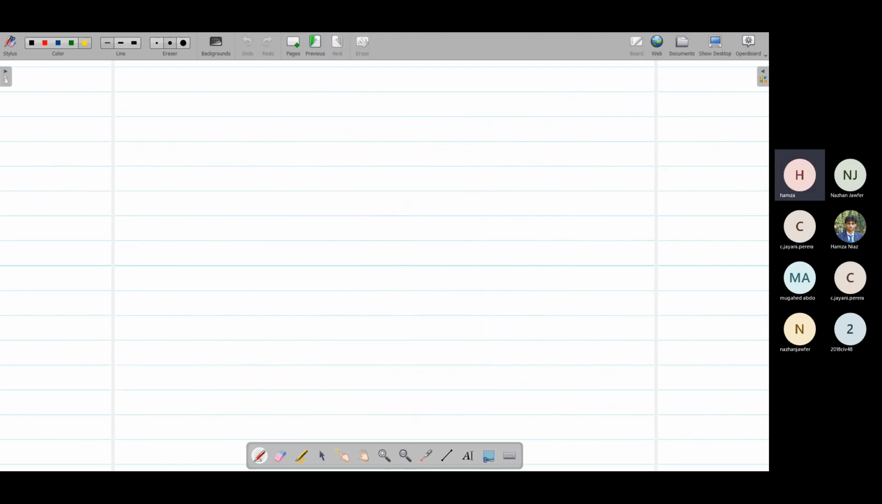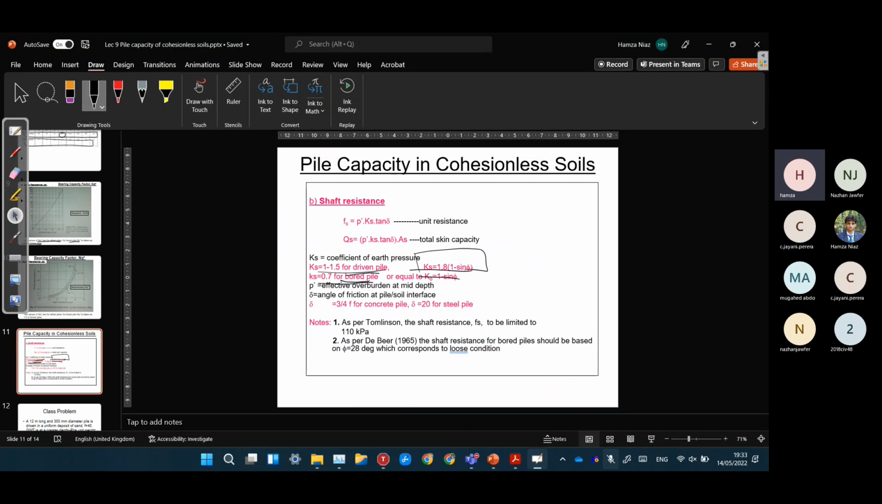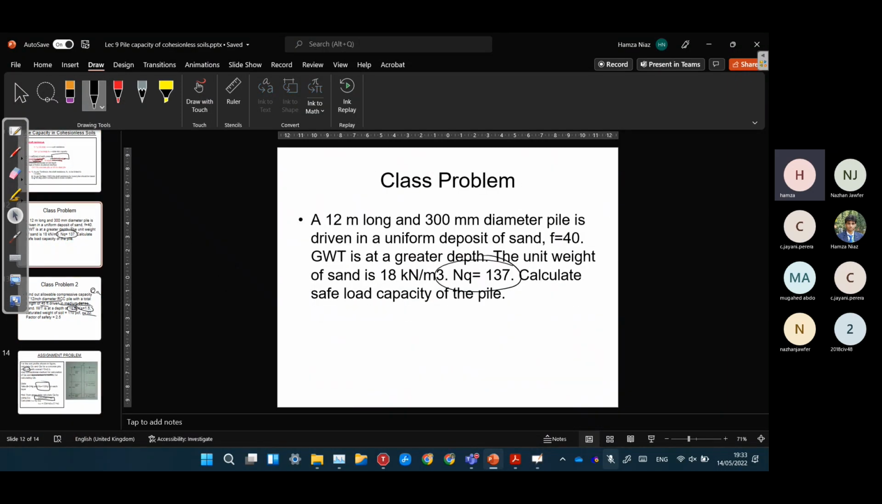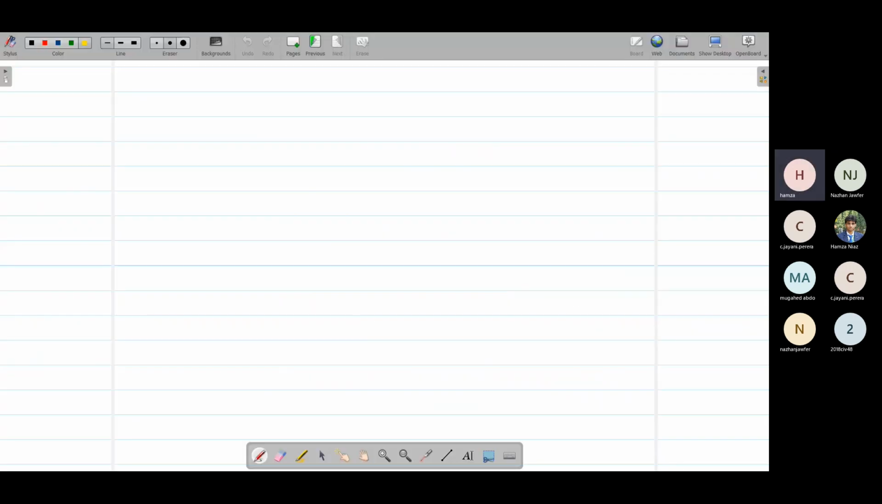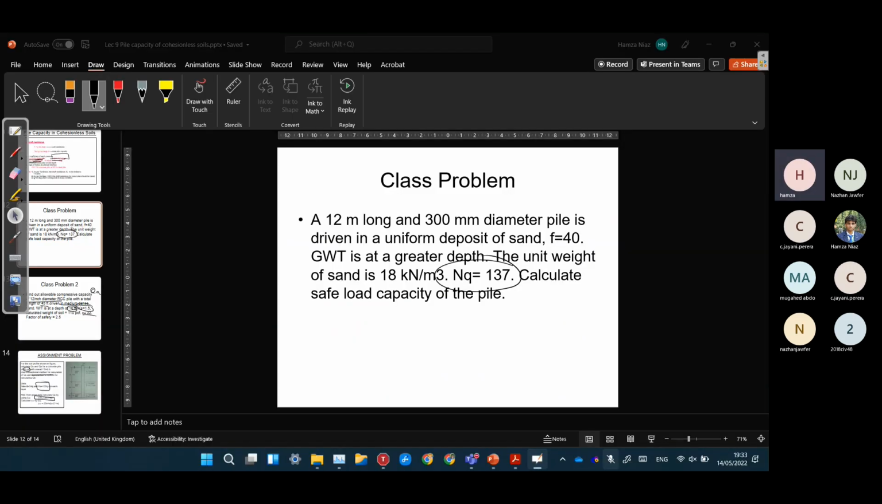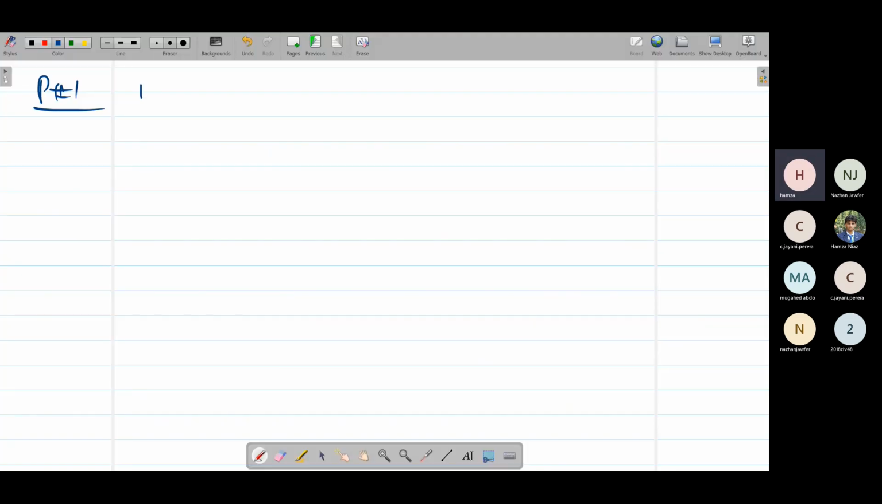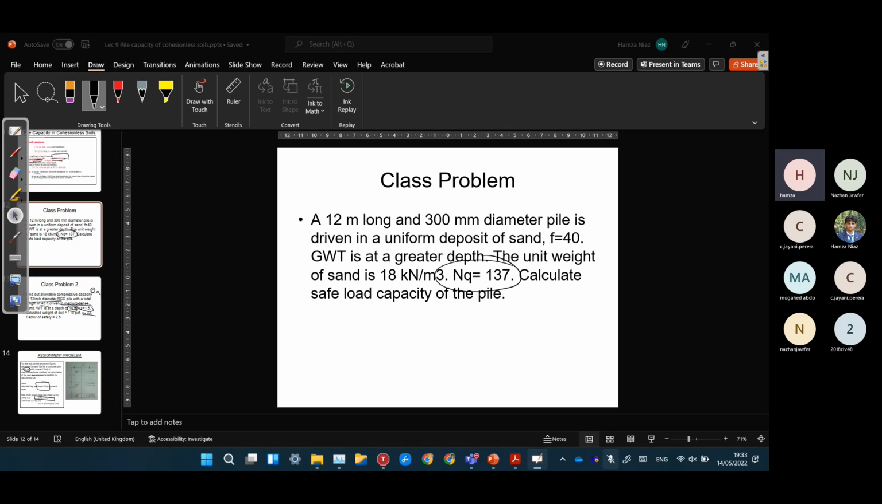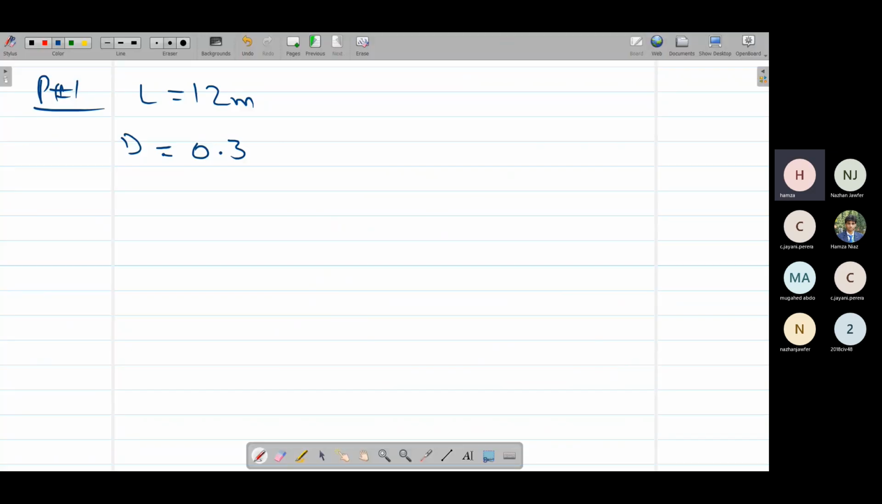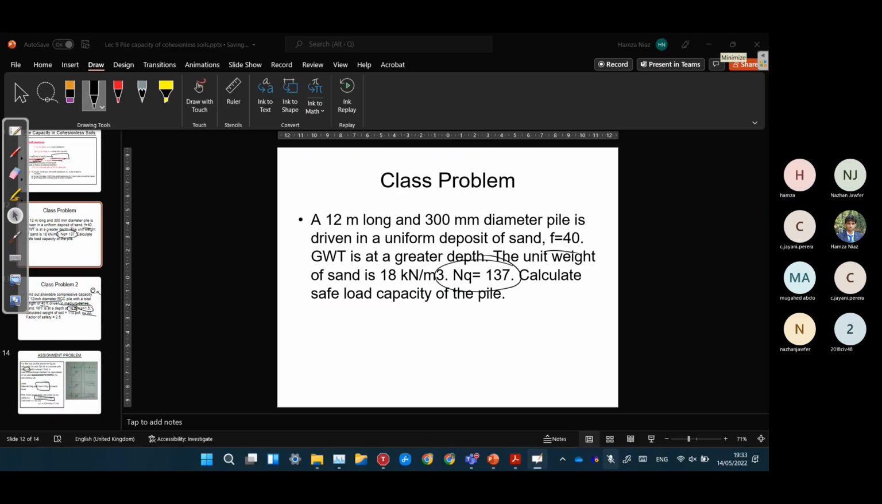So let's move to a question. For example, if we move to question number 1. For this problem number 1, we have a 12-meter long pile, 300 millimeter dia. The length of the pile is 12 meters. The dia of the pile is 0.3 meters. What is F? F is actually the phi. The phi is 40 degrees. They have written F as phi.